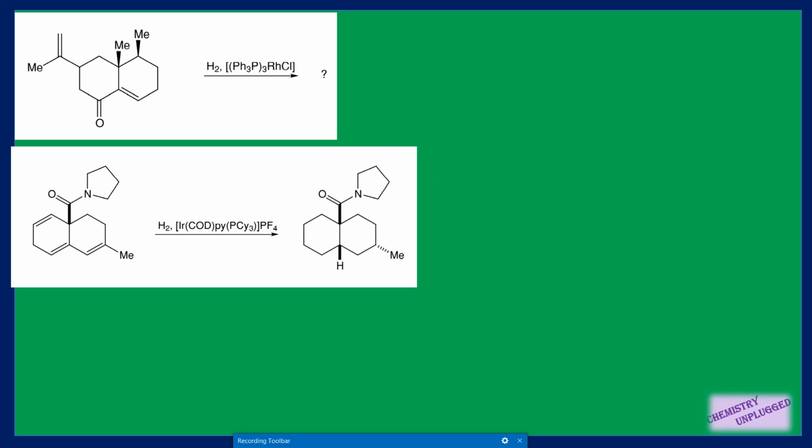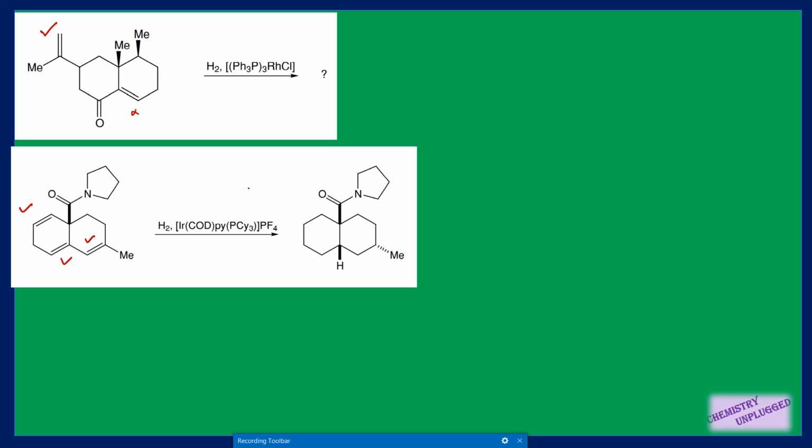Then the next question is very simple. They are just asking which double bond will be reduced by this Wilkinson catalyst. Only the isolated one will be reduced, this one will remain unaffected, right? So we have to reduce only this one. Then this question is also very simple. You know this iridium complex; we have already discussed it in our previous videos. It can reduce mono-substituted, di-substituted, tri- and tetra-substituted, all types of double bonds. So all these double bonds will be reduced by this one, right?